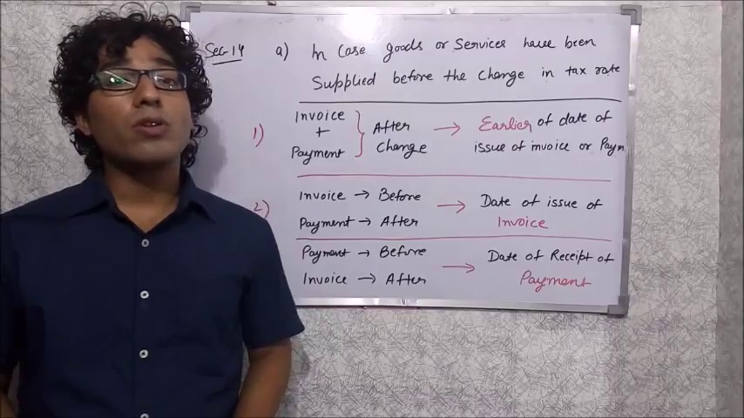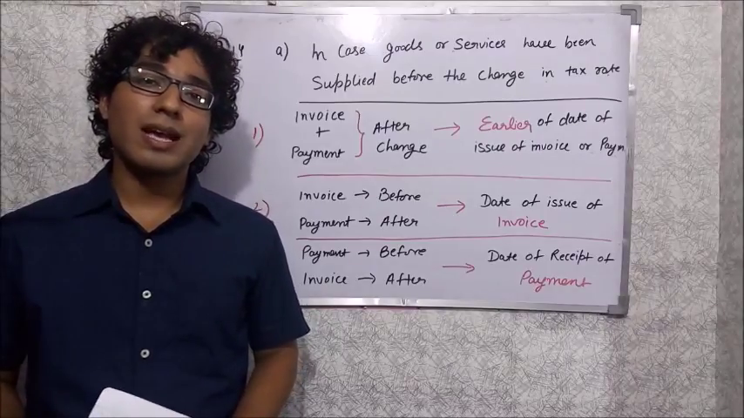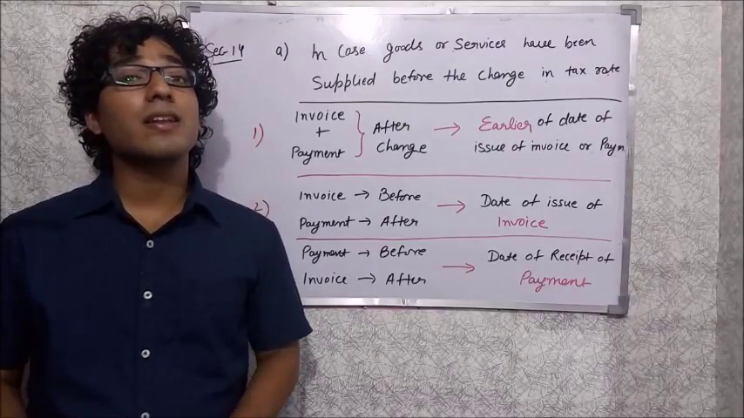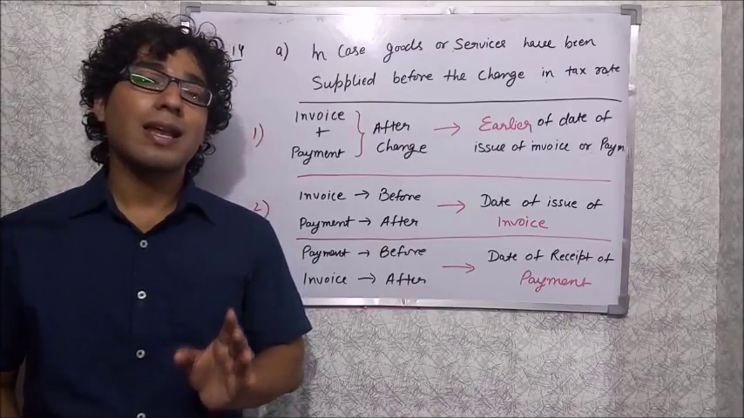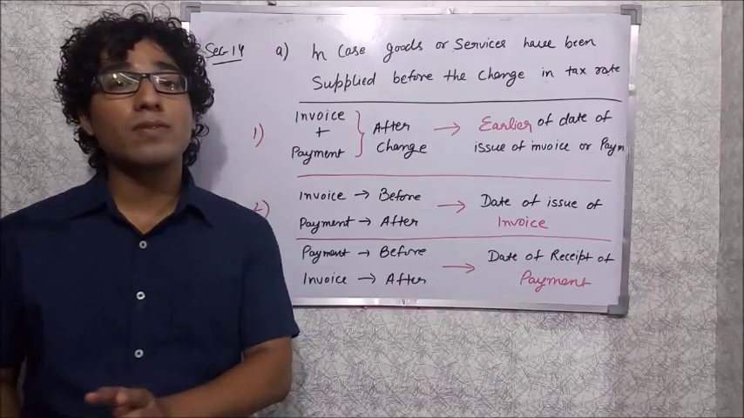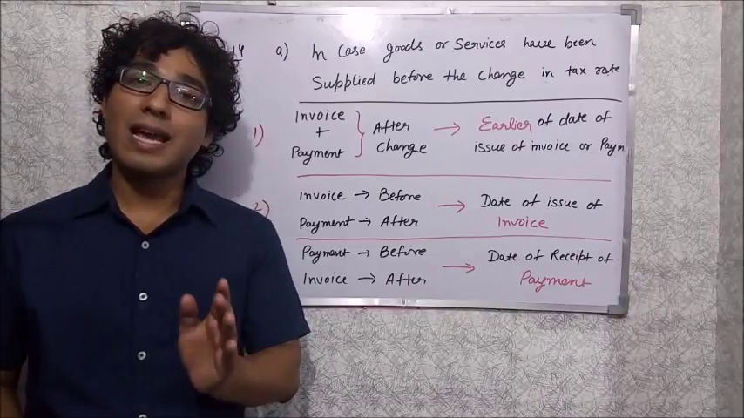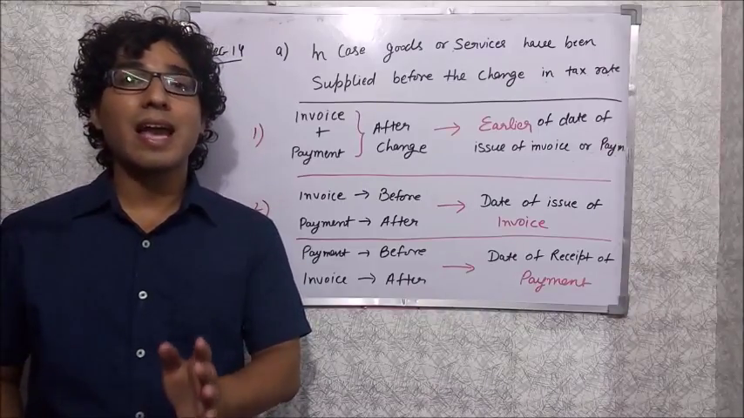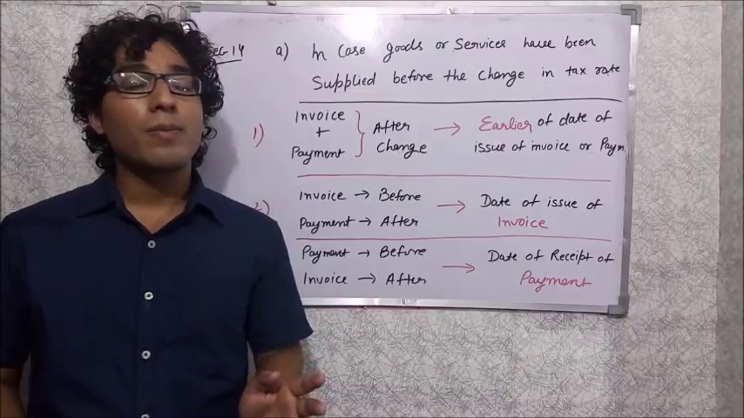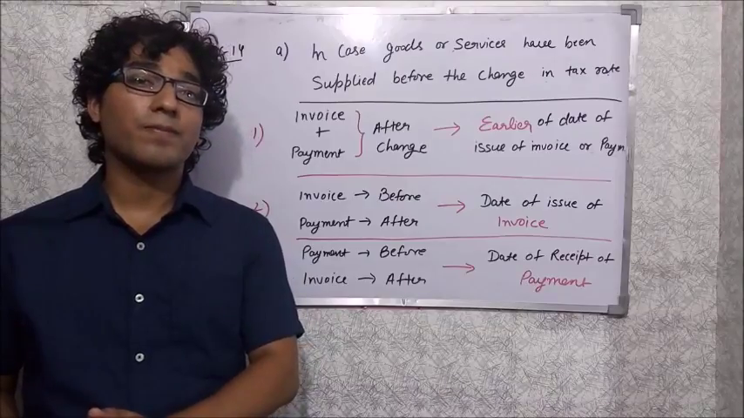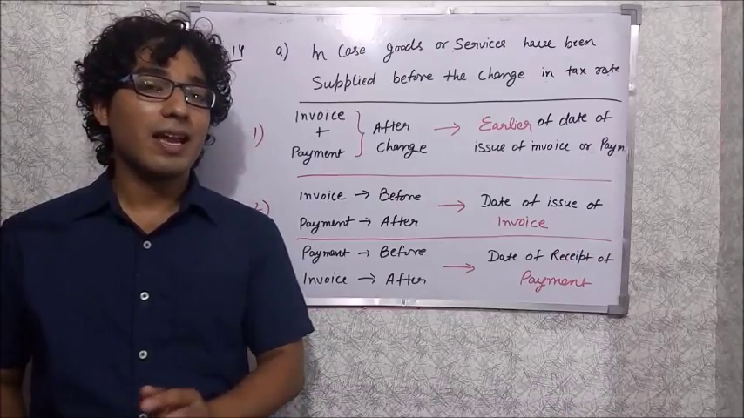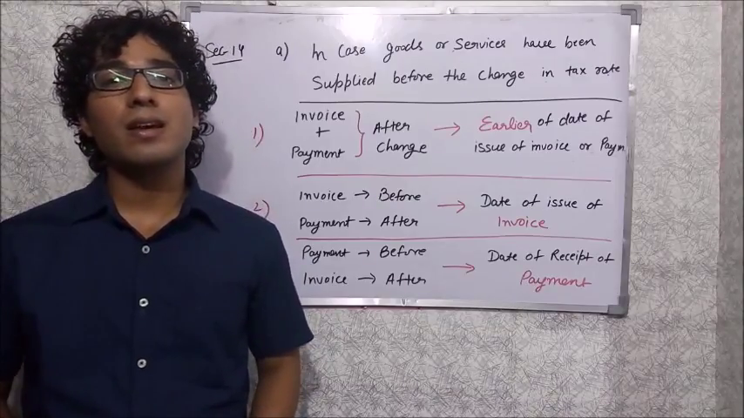Then the question is, what will be the time of supply of goods as well as service in case there is a change in rate of tax? So let's say that the time of supply of goods or services is before the change in the tax rate, then you have to pay the tax as per the existing rate. But if the time of supply of goods or services is after the change in the tax rate, then you have to pay the tax under the new rate.